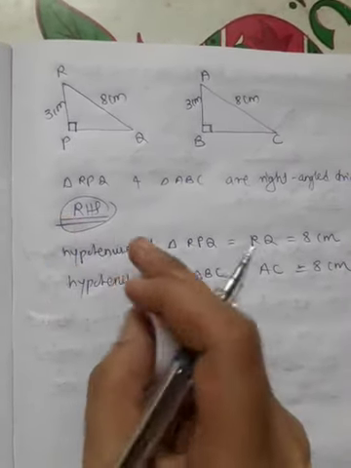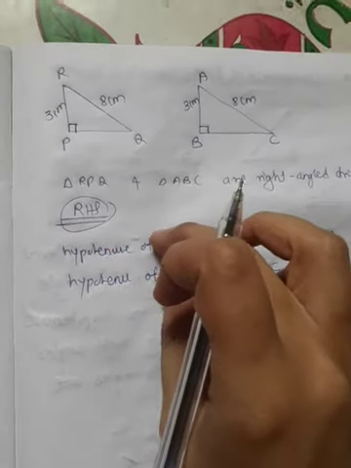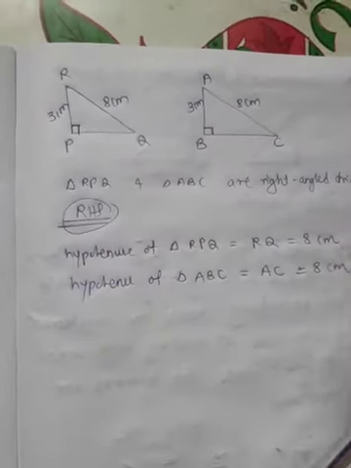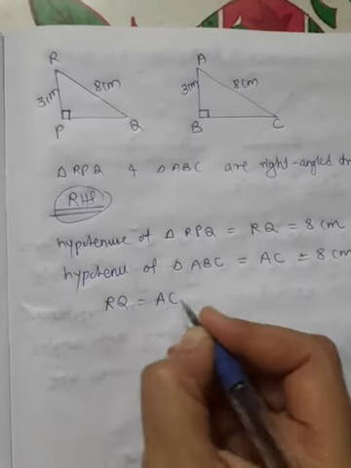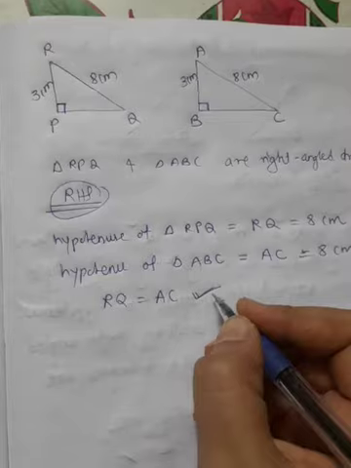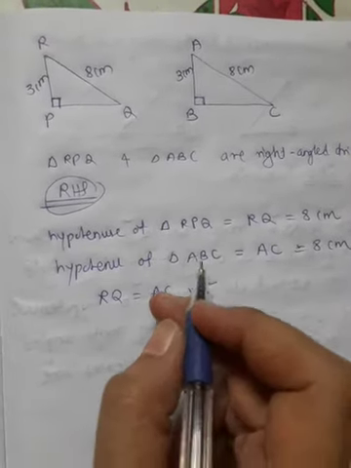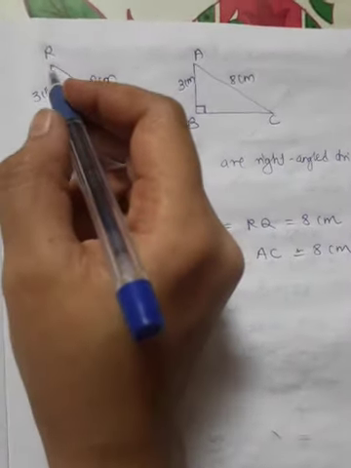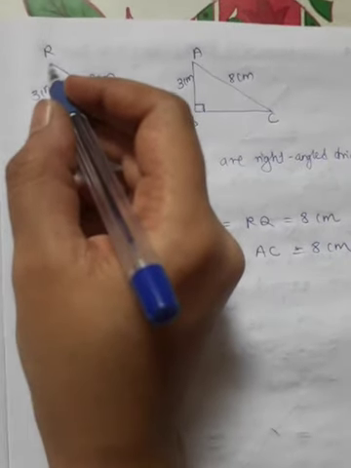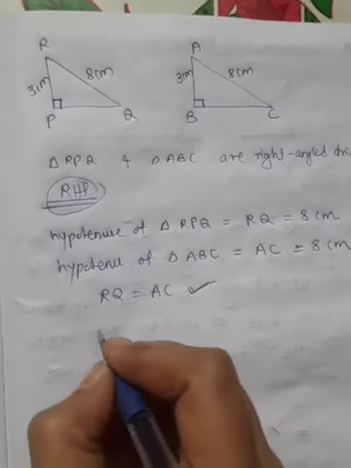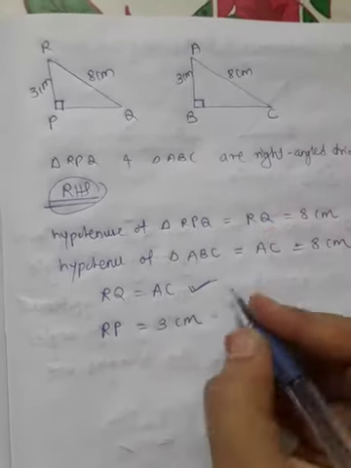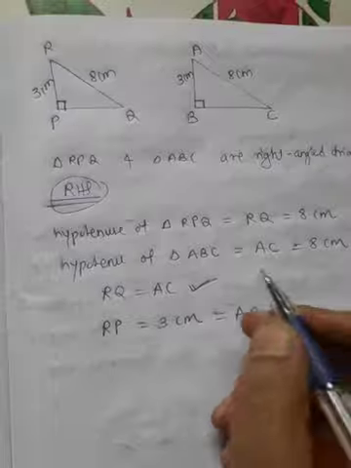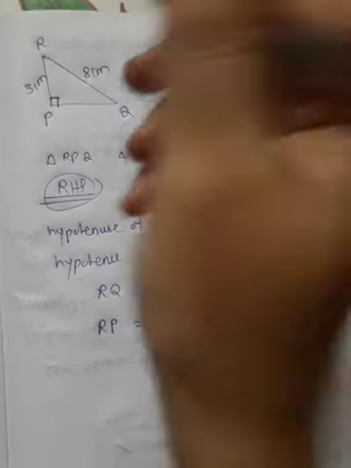So see, our first condition is satisfied. The hypotenuses of the two right angle triangles are equal, means RQ is equal to AC. Our first condition is satisfied. Now what is our second? If hypotenuse and one side, so here one side of this right angle triangle is nothing but RP. So here RP is equal to 3 centimeter and here AB is also 3 centimeter. So here see, the hypotenuses of these two right angle triangles are equal.